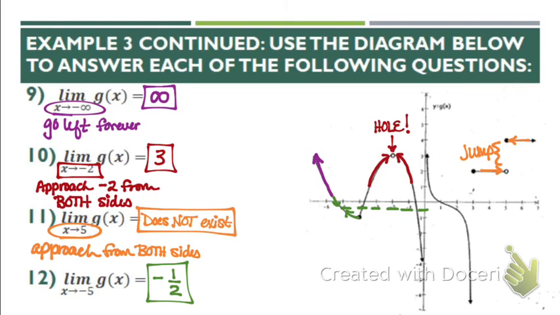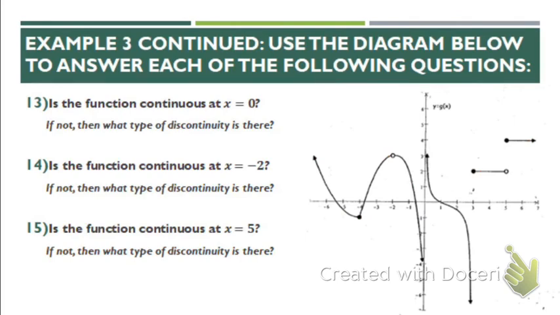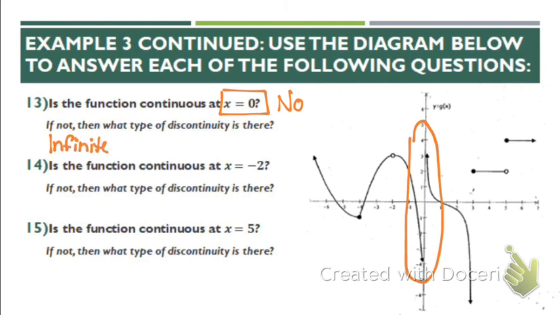All right. Just a couple more with this same graph where we're going to look at discontinuities. Is the function continuous at x equals 0? No. That would be right here. If not, then what type of discontinuity is there? Infinite discontinuity. You guys okay if I just write DISC for discontinuity? Okay. When there's an infinite discontinuity, the limit does not exist.